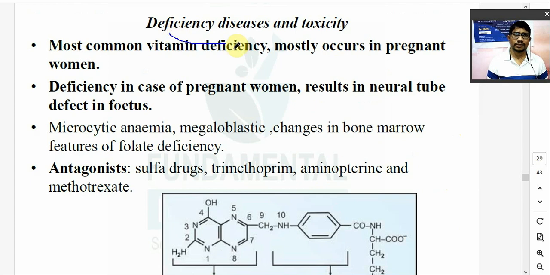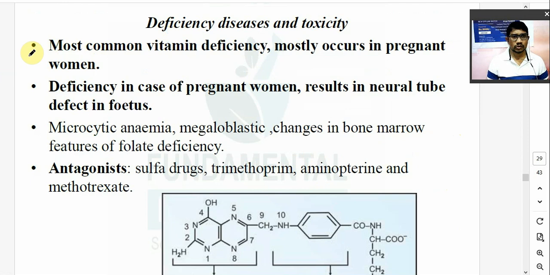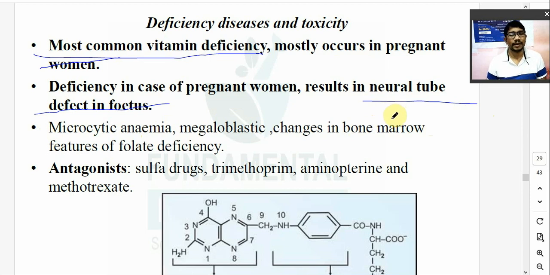Now deficiency, disease and toxicity of folic acid. The most common vitamin deficiency that occurs is with folic acid. Deficiency mostly occurs in the pregnant woman, and it can cause neural tube defect in the fetus, and that's why every pregnant woman is given a supplement of iron plus folic acid. If folic acid is not received, neural tube defect can occur, your brain will not develop properly, and the spinal cord will not develop.